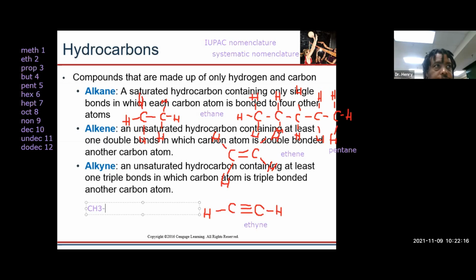CH3, CH2, CH2, CH2, CH3. Okay, so this would be called the condensed way of writing it, right? Although these numbers, I can't make subscripts on Zoom for some reason. So these would be subscript, okay?